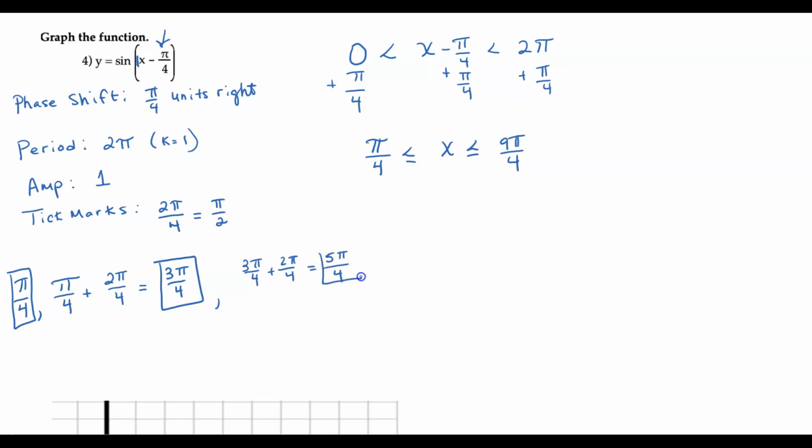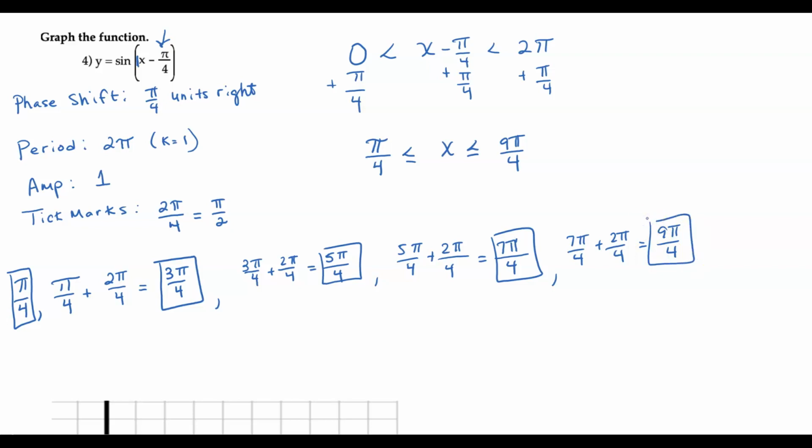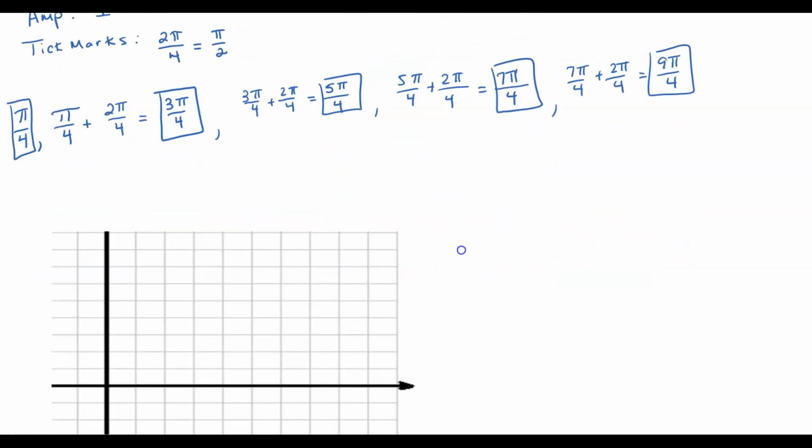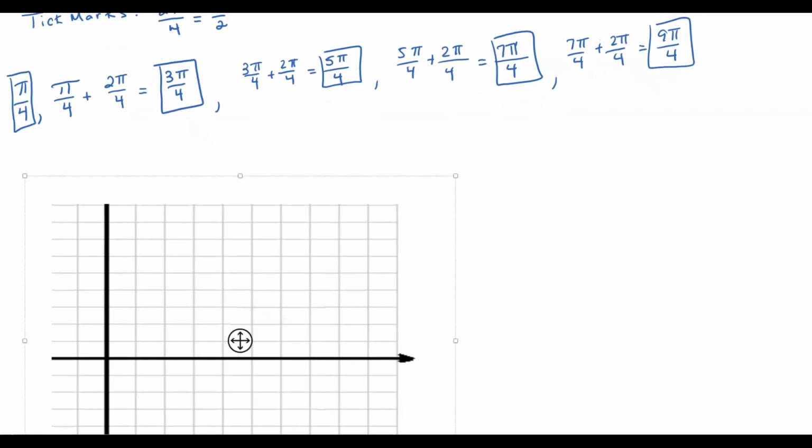5 pi over 4. That's our next mark, 5 pi over 4. We're going to yet again add another 2 pi over 4. And what do we get? 7 pi over 4. And we've got that right there. Then we have 7 pi over 4 plus another 2 pi over 4. And what do we get? 9 pi over 4, where we needed to end up based on our domain. So we actually have enough information to go about graphing this one. I'm going to leave that information there at the top. Those are the marks we're going to be making.